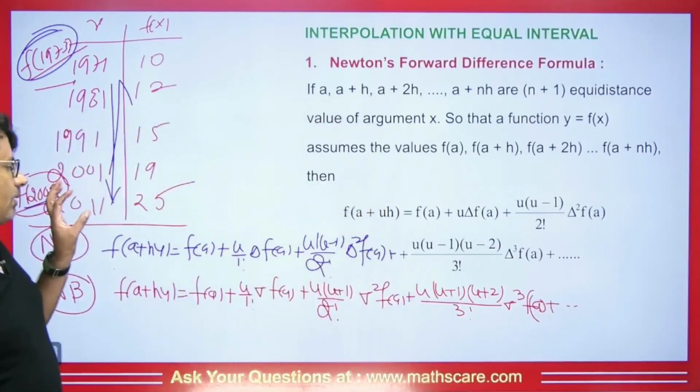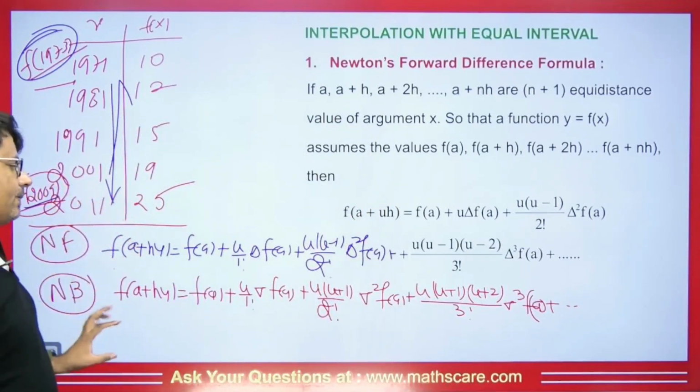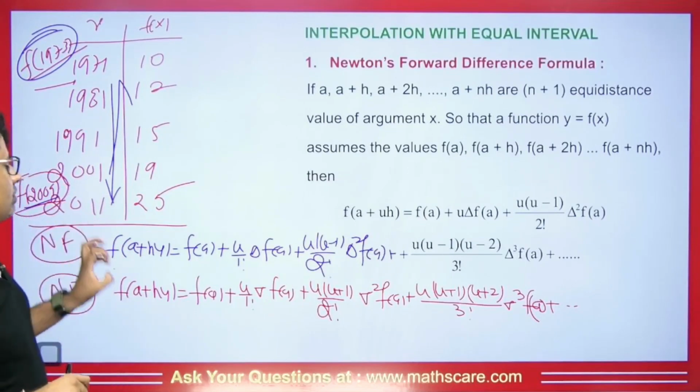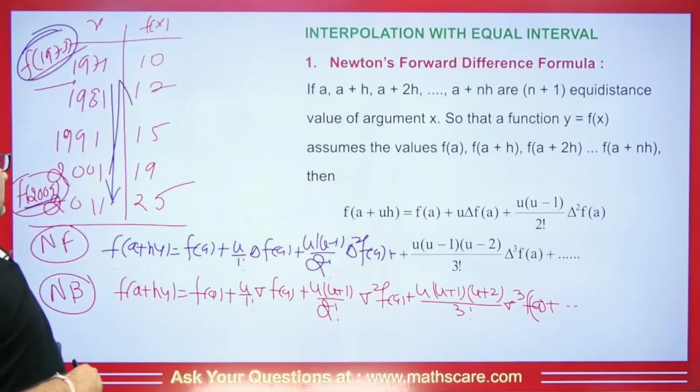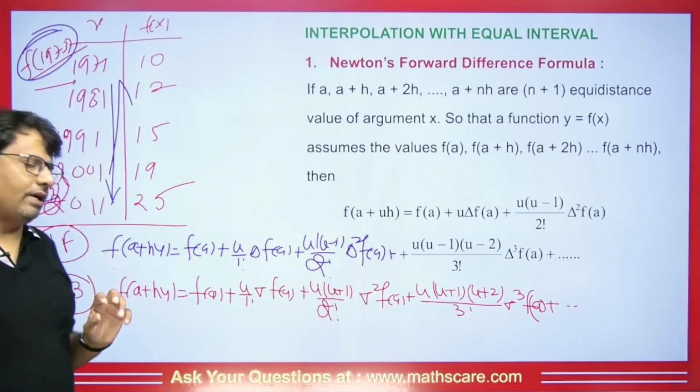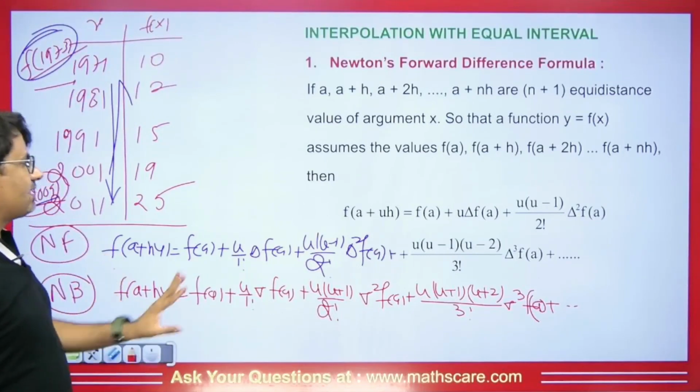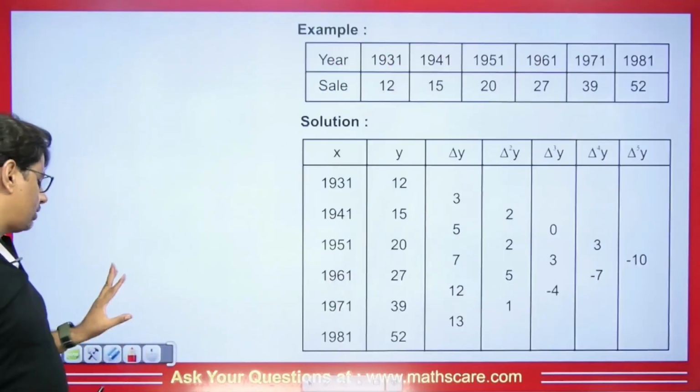So this we have as Newton forward, and this we have as Newton backward. But when to use which one? When do you use forward? When they ask for the value near the upper corner of the table. If it asks for the value near the lower corner, we use Newton backward. I will try to explain with an example in front of you.